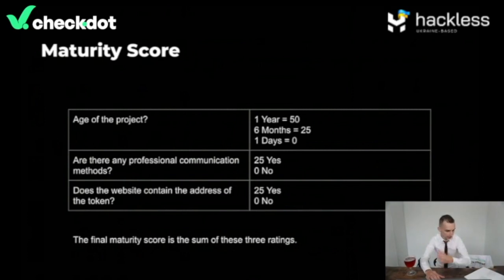If the project proposes clear means of communication, 0 points if no means of communication, or 25 points for the opposite. If the project presents the official addresses of the BEP 20 or ERC 20 token on its website, from 0 to 25 points. The final maturity score is the sum of these three ratings.